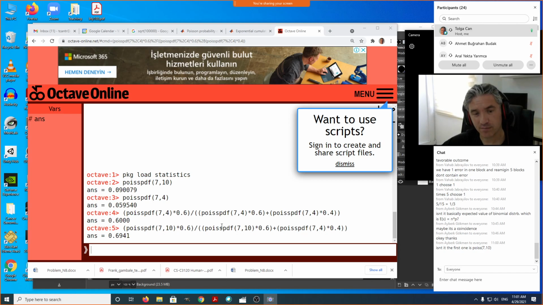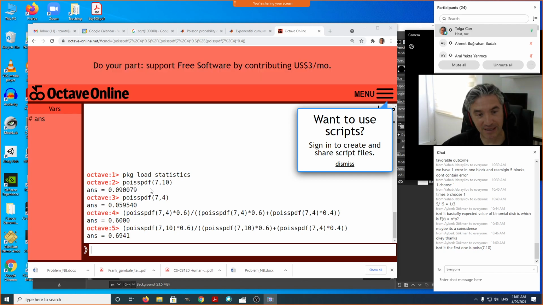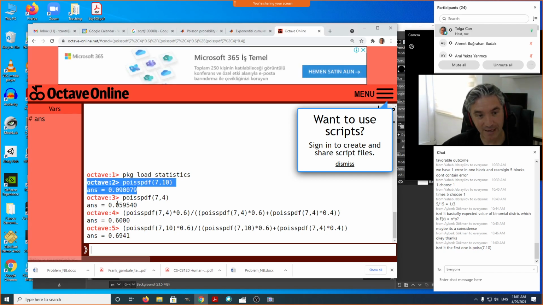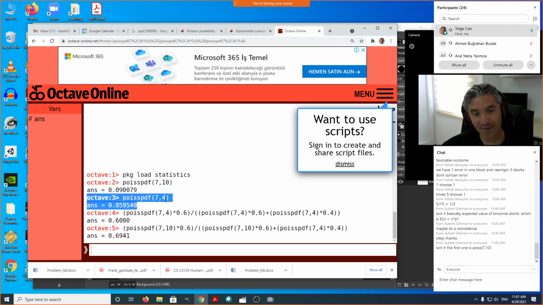And the condition means that having more accidents, observing 7 accidents, if you look at these probabilities, 7 accidents when lambda is equal to 10 is more likely than 7 accidents when lambda is equal to 4. The probability was 0.09, and the probability of 7 accidents when lambda is equal to 4 is 0.05.